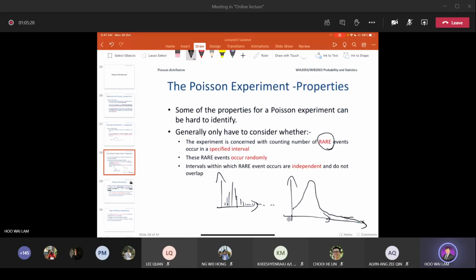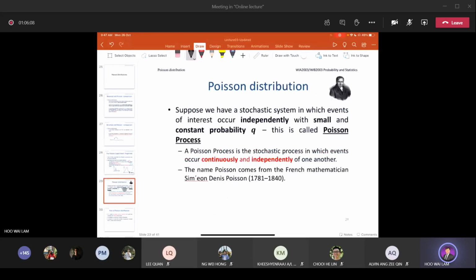Whenever your x-axis is going larger and larger, this part of the probability will still exist, but it's going to be very, very small. And this is the part that we are talking about for capturing rare events, because most of the time the events are going to be under this range, which is almost similar to a normal distribution, but this range over here is trying to capture rare events. Okay, and these rare events still occur randomly. All right, and intervals between rare events are independent and do not overlap. So this one is explained over here.